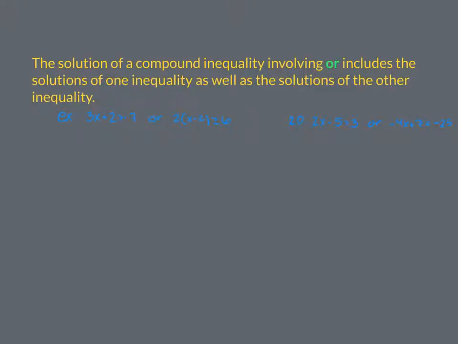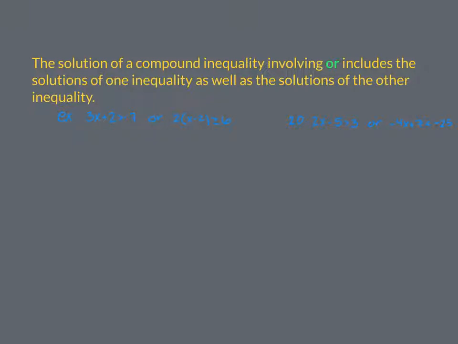So let's look more in depth in terms of compound inequalities. It says the solution of a compound inequality involving "or" includes the solutions of one inequality as well as the solutions of the other inequality. That means you can have two inequalities going in opposite directions, like we saw in the previous slide, or you could have one inequality describe the solution set for both inequality statements. Either of those is a potential way of looking at an "or" statement.